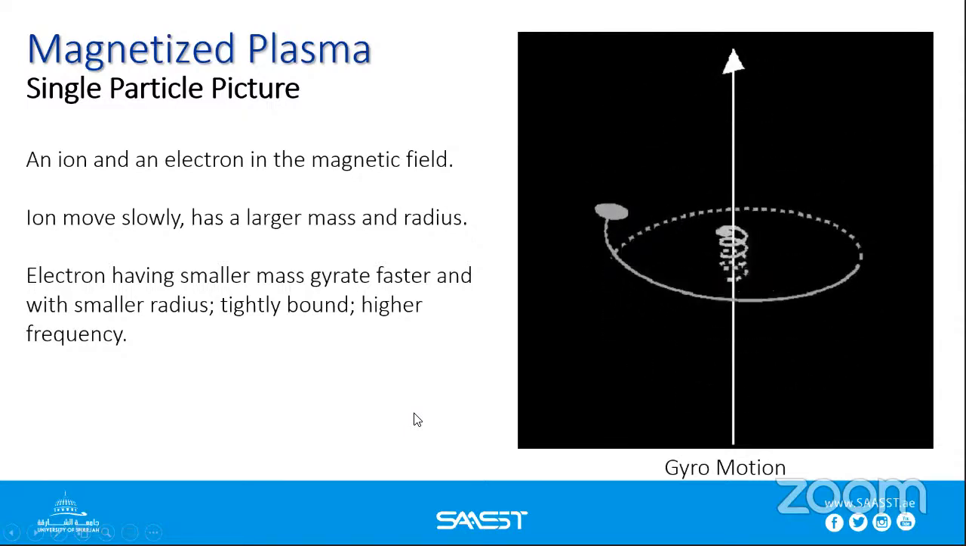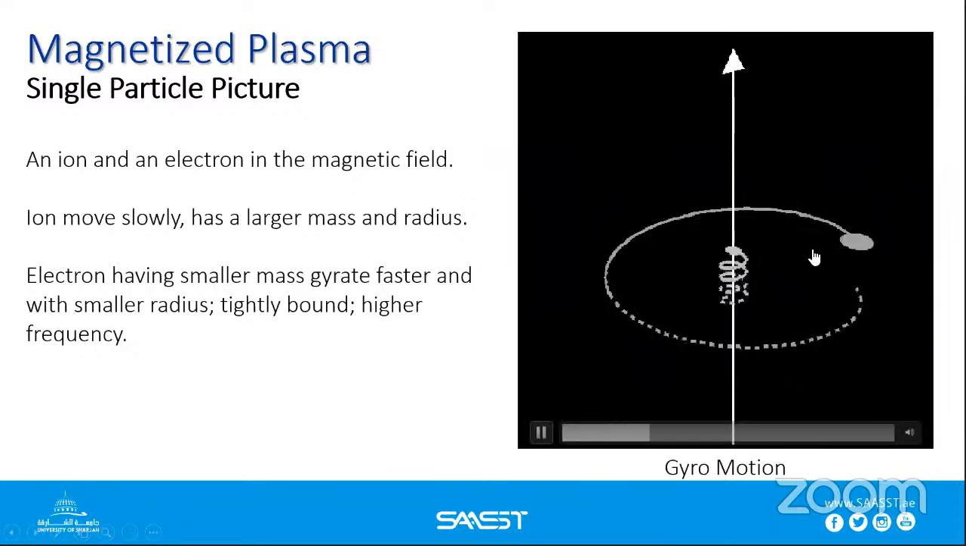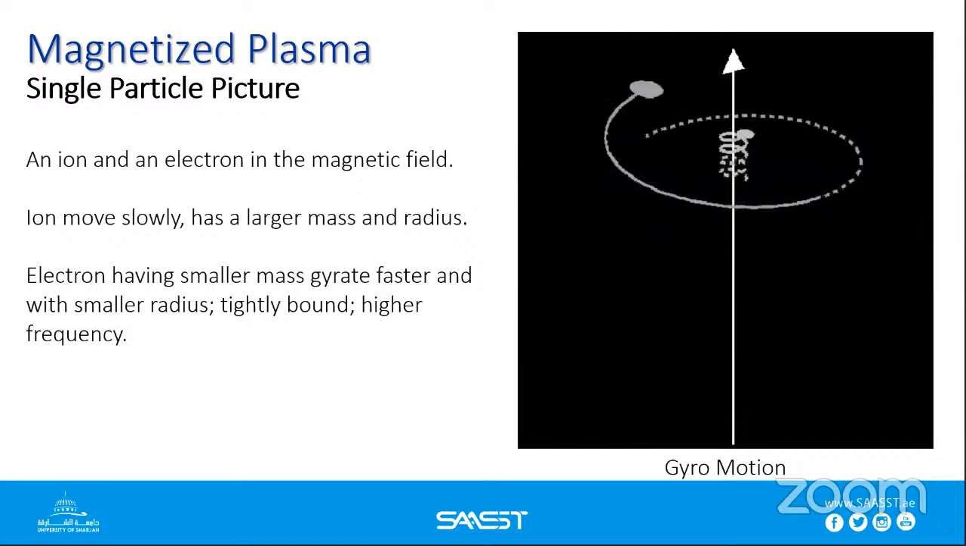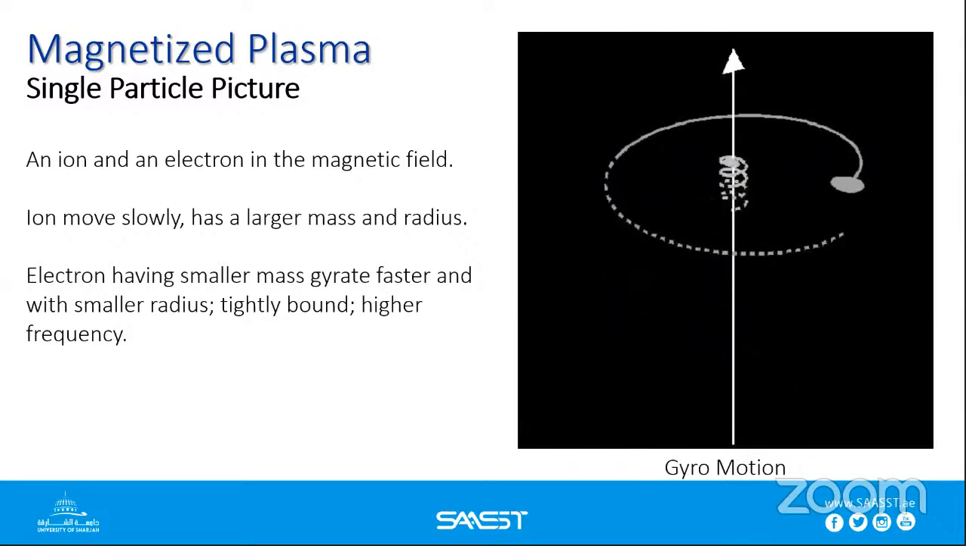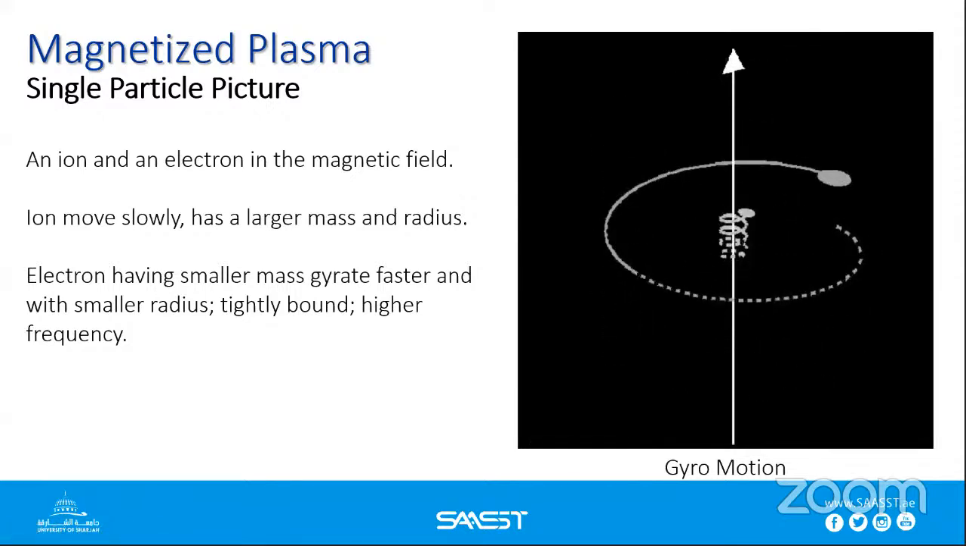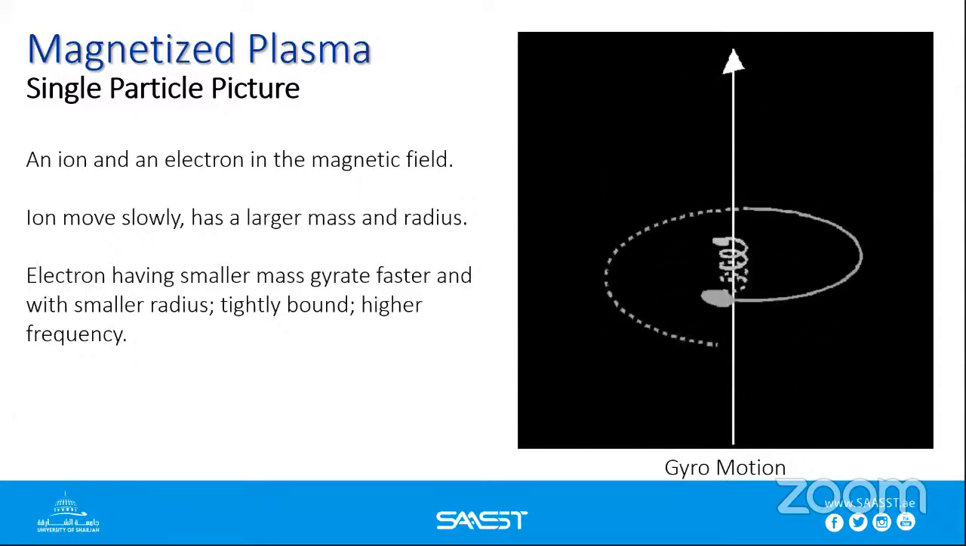What we actually see here is the situation schematically for an ion and an electron. Obviously the bigger mass here is the ion, which has a larger radius, and the smaller mass is the electron, which is more tightly bound to the magnetic field. We are going to see in the next slide how we can calculate the radius. There's no question that these particles will remain stuck to this magnetic field as long as the magnetic field strength is there. But the question is, what would be their radius and what would be their frequency, depending upon which type of particle is actually going around this magnetic field.